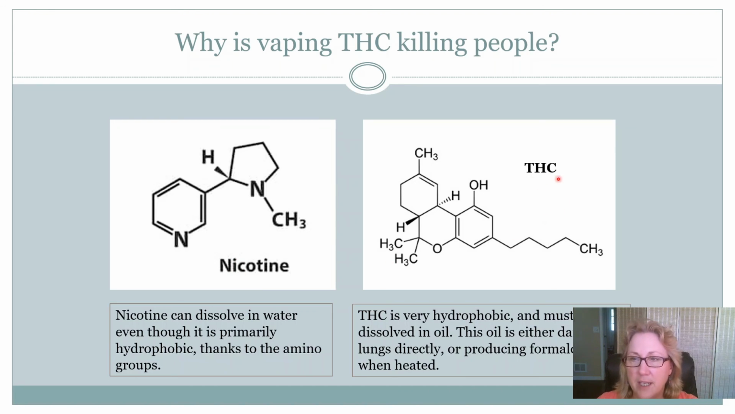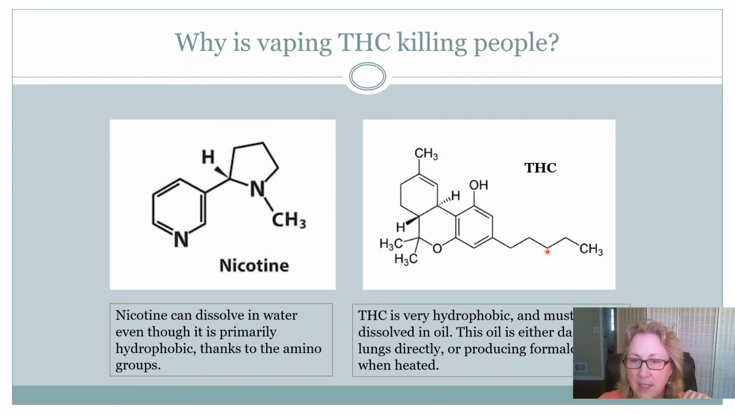Now, THC, on the other hand, which is one of the active ingredients in cannabis, is extremely hydrophobic. Even though it has 2 oxygens here, there's a lot more carbons. Every place you see a little kink in this chain or in this ring, that's a carbon. And there's a lot of hydrogens on there too that we just leave out for convenience.